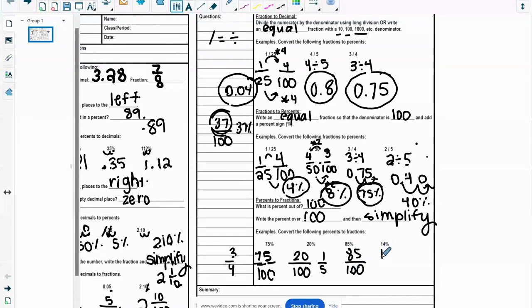Last but not least, we'd have 14%. Would be 14 over 100. Technically, you could divide both those by 2 to get 7 over 50 as well. Okay, so that is how you convert between all those different types of numbers. This is a huge skill that you will use every other year that you are in math class. So just make sure that we have this skill mastered is really important.